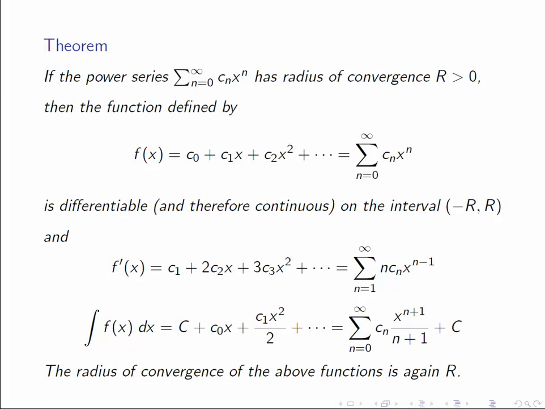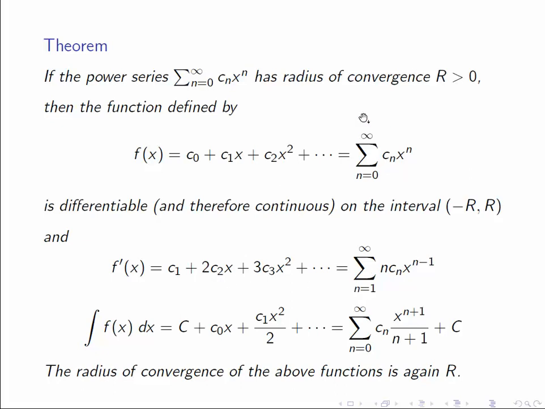So if we have a power series, the sum of c_n x to the n, with radius of convergence R, then again we have the function f of x given by the sum from 0 to infinity of c_n x to the n. And this is differentiable and continuous on the interval now from minus R to R, since we're now centering at the origin. And the derivative is just the usual derivative you'd get if you thought of this as just an infinite polynomial. So the derivative of c0 is 0, the derivative of c1 x is c1, the derivative of c2 x squared is 2 c2 x, etc.